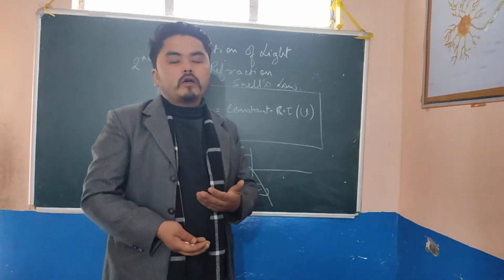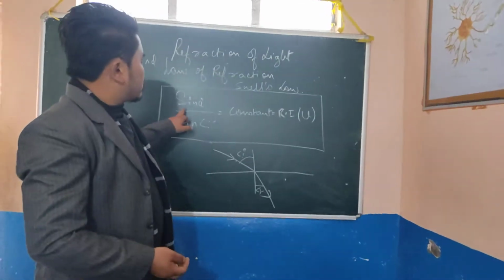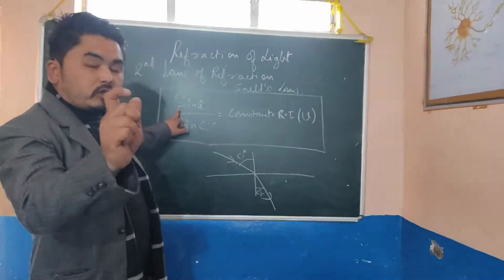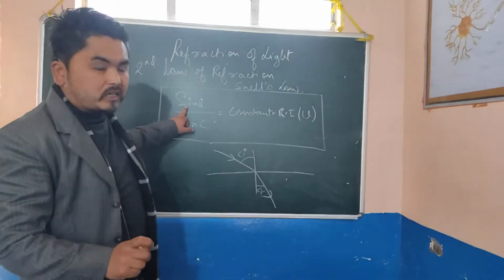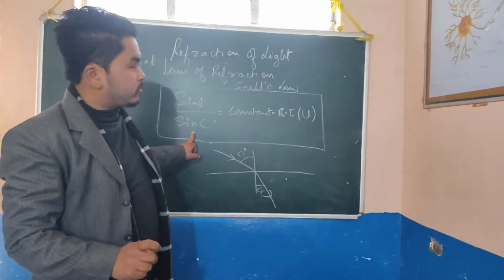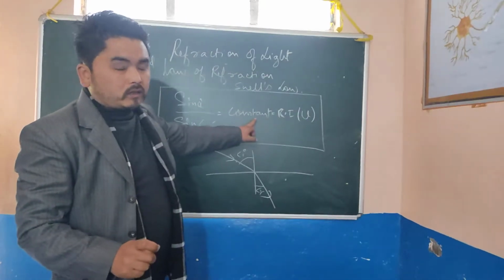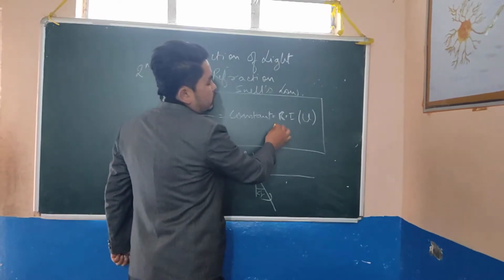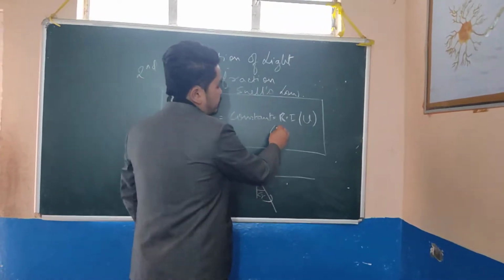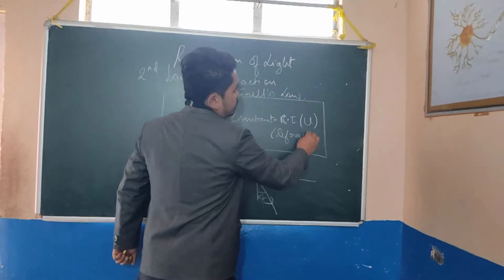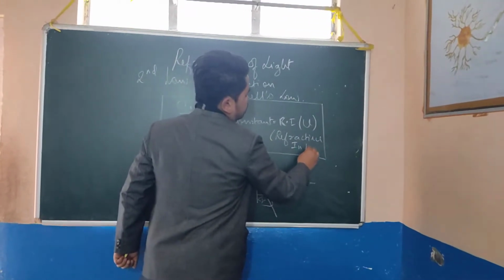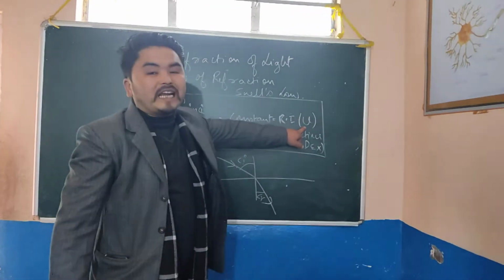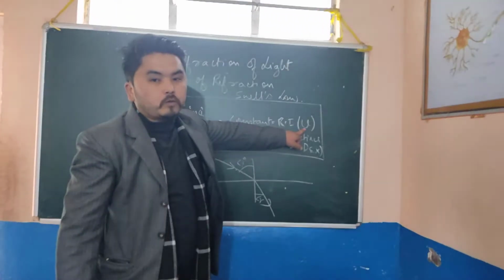What the second law says is that the ratio of the sine of the angle of incidence to the sine of the angle of refraction is constant. This constant is known as the refractive index, which is denoted by the letter mu.